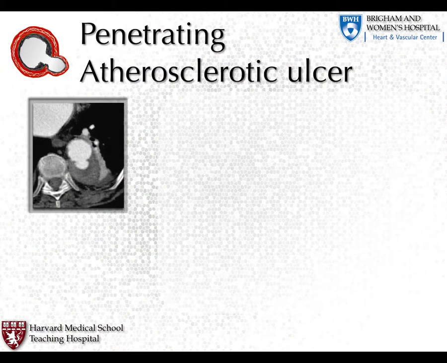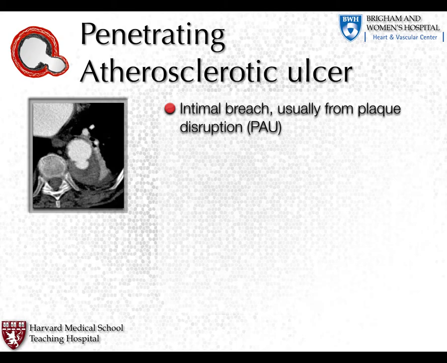Penetrating atherosclerotic ulcer. So don't forget that. People like to forget that word. You can't have a penetrating atherosclerotic ulcer if you don't have atherosclerosis, right? This is what it looks like. So we have an intimal breach, usually from a plaque disruption. So that atherosclerotic plaque has eroded through the walls of the aorta. It's become weak, and it's starting to expand.